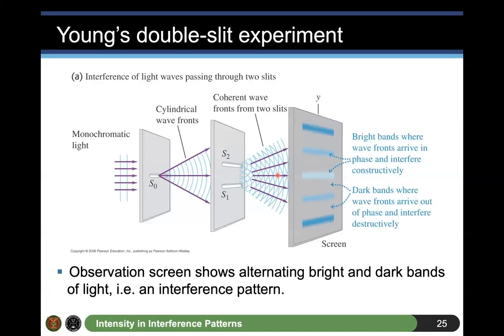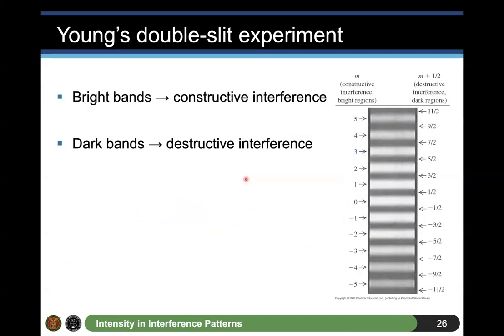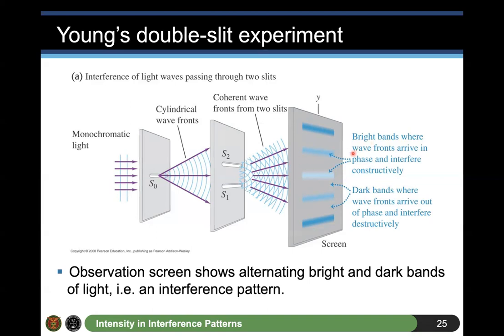And when we have an observation screen here, and we let the EM waves be absorbed or pass through this observation screen, we will see alternating bright and dark bands of light, which is an interference pattern. There are bright bands where wavefronts arrive in phase and interfere constructively. And there are dark bands where wavefronts arrive out of phase and interfere destructively.